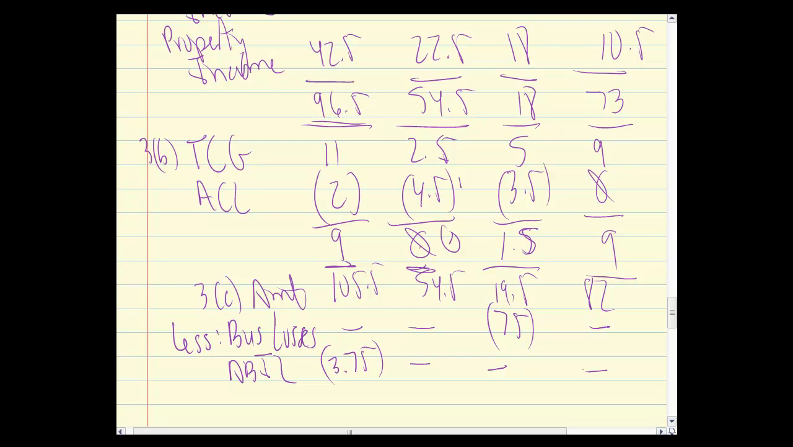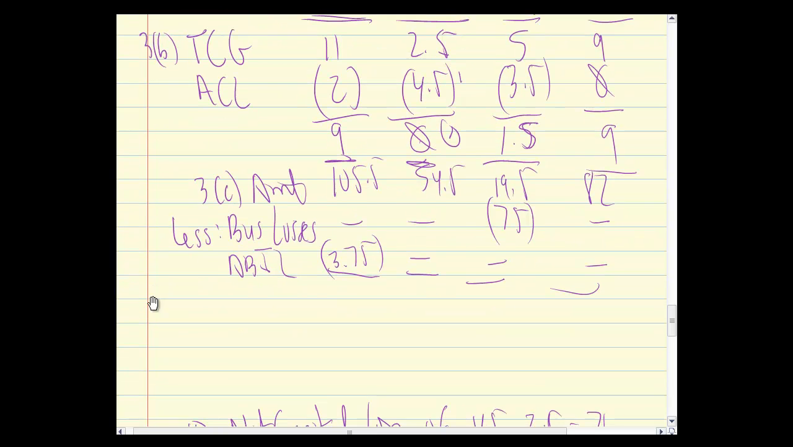Okay? So all they said in 3D is basically take the positive number we just had, subtract losses and ables, and now you're going to come up with 3D. Okay, so now we're going to subtract them. So 105.5 minus 3.75 is 101.75. I think, is that right? 54.5. Wait, what? Tell me what happens here.